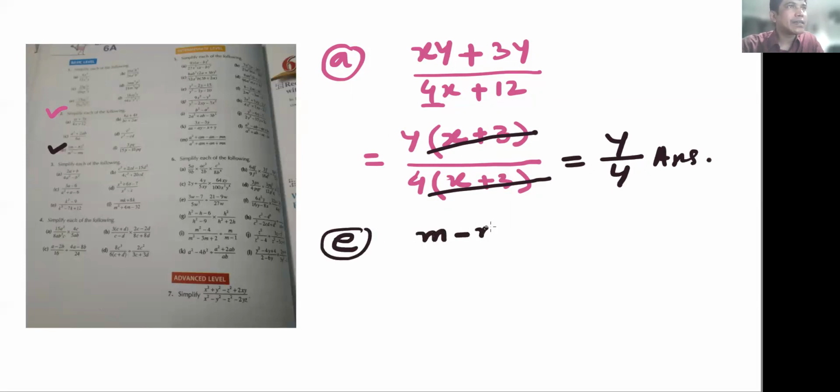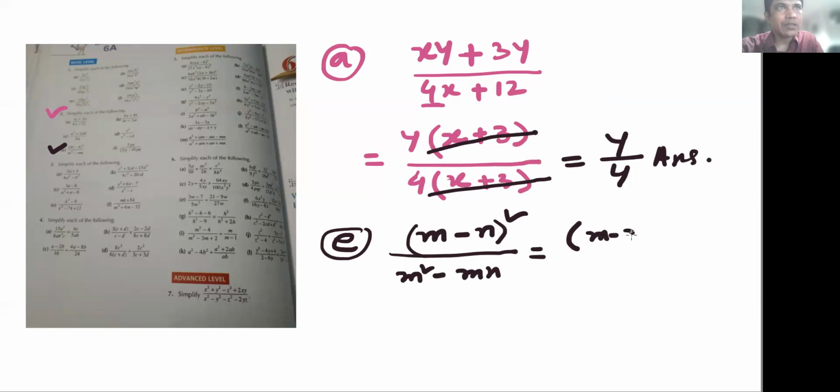M minus n square, right? Yes, m minus n square, divided by m square minus mn. It looks complex, right? But it's easy. See, m minus n square means we have 2 of m minus n, right? We can write (m minus n) square.